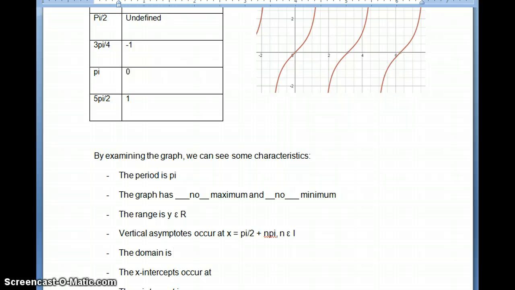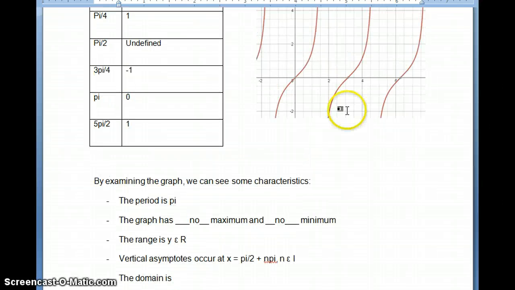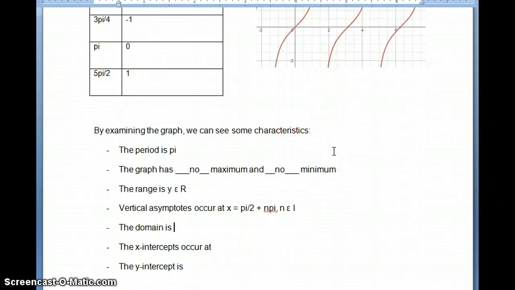Alright, so next we can go into our domain, and our domain once again will be different from sine and cosine, especially because we have these vertical asymptotes. So our domain is going to be x cannot equal any place where these vertical asymptotes occur, so we can basically repeat what we said. So x cannot equal pi over 2 plus n pi, where x is an element of all real numbers, and n must also be an element of integers.